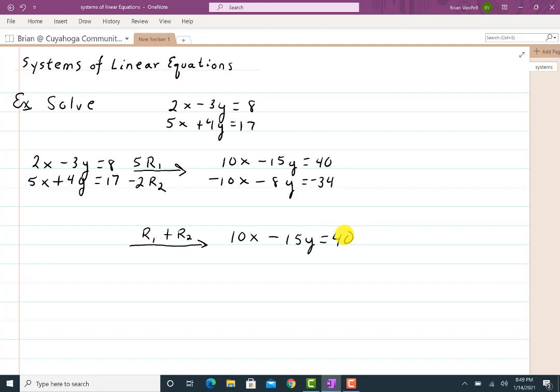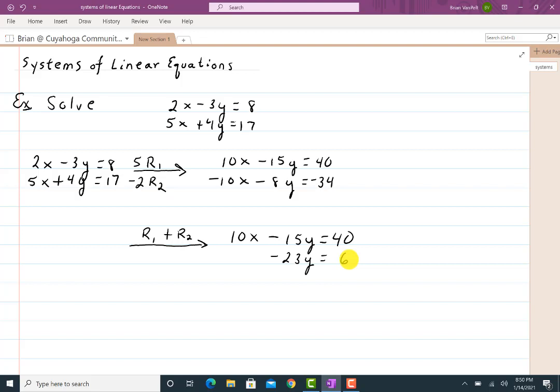We don't do anything with the first equation, or whatever equation we're using to do things to other equations. However, when I add the two rows together, look what happens. The 10x cancels with the negative 10x. The x's go away, but then over here I have negative 23y. And then 40 minus 34 is 6. And so I'm able to solve for y by dividing by negative 23.